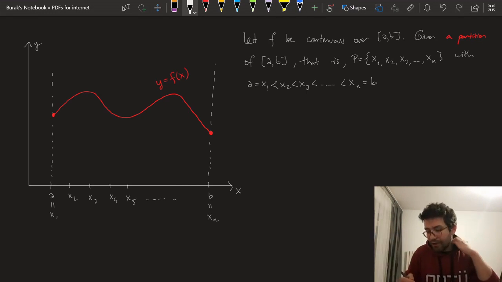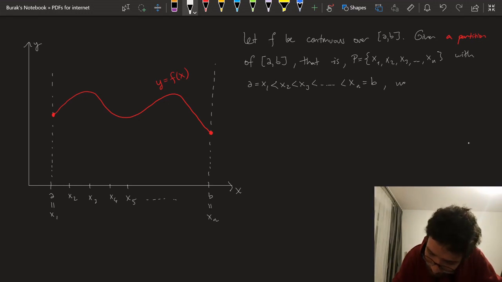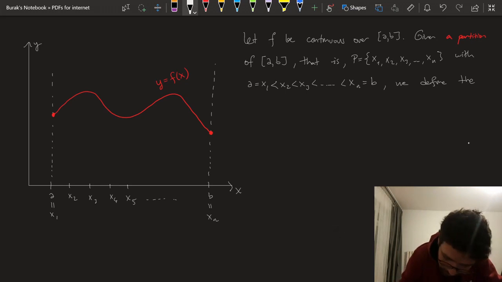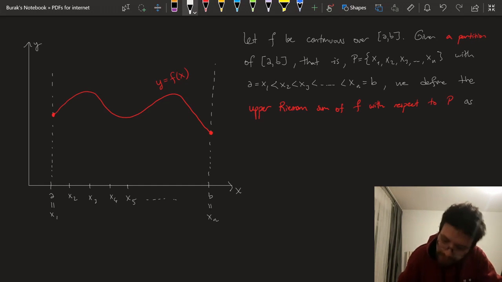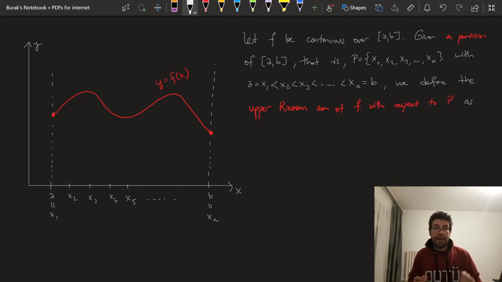Okay, so given such a partition, we define the upper Riemann sum of f with respect to P. I'm making a definition. I'm defining the upper Riemann sum of f with respect to P. The upper Riemann sum of f with respect to P will be the following.